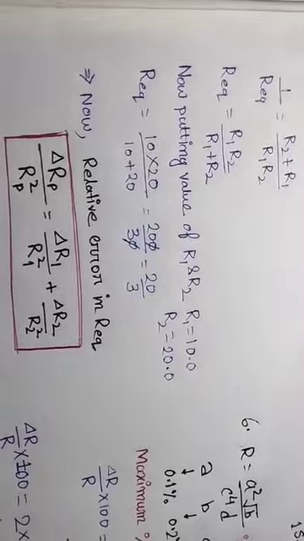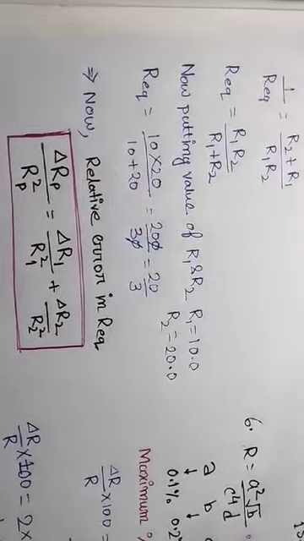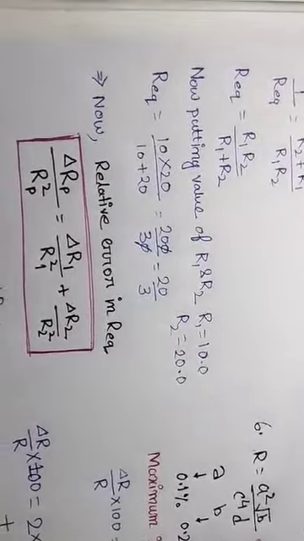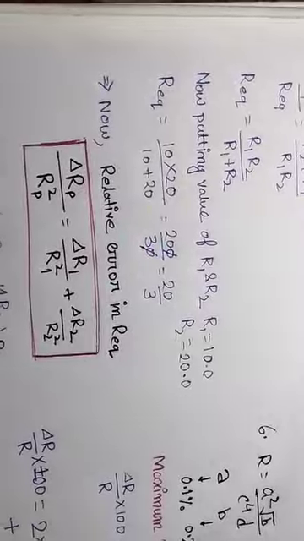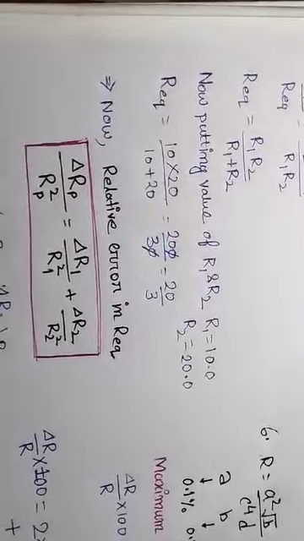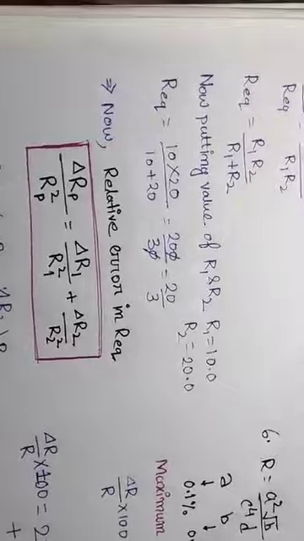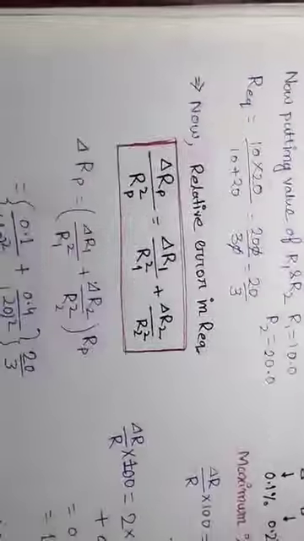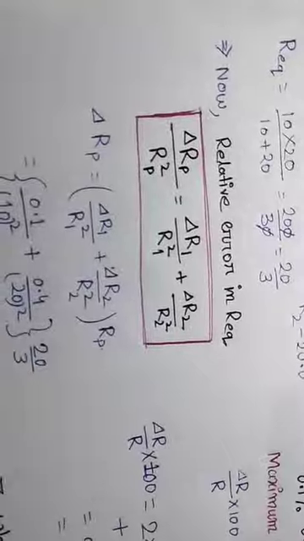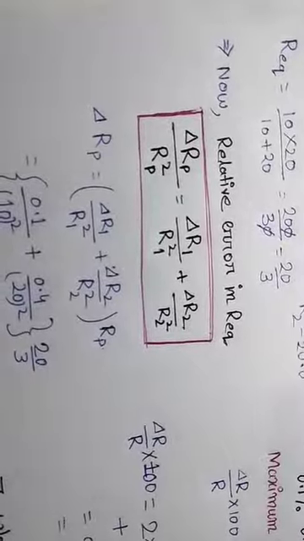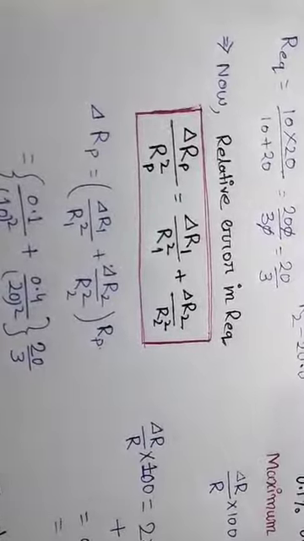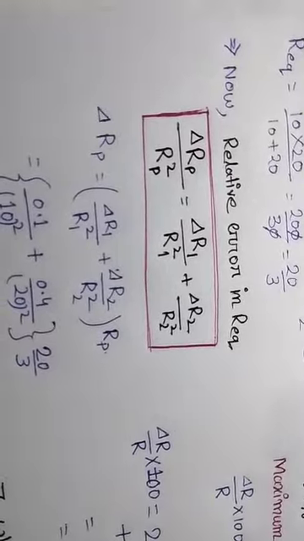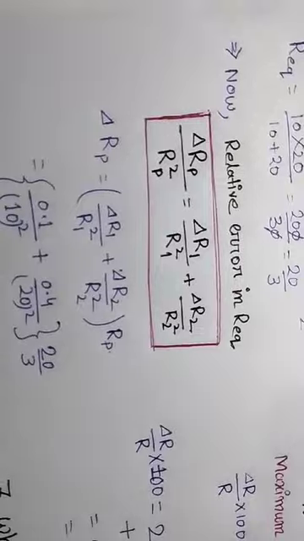Now putting the values of R1 and R2, R1 is 10.0 and R2 is 20.0. So R equivalent will be 20 by 3. That is the mean value, 20 by 3. Now for the relative error in R equivalent, the formula is delta R parallel divided by R parallel square equals delta R1 divided by R1 square plus delta R2 divided by R2 square.